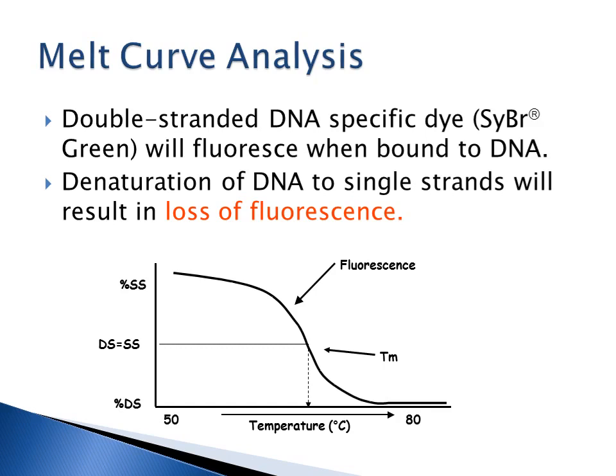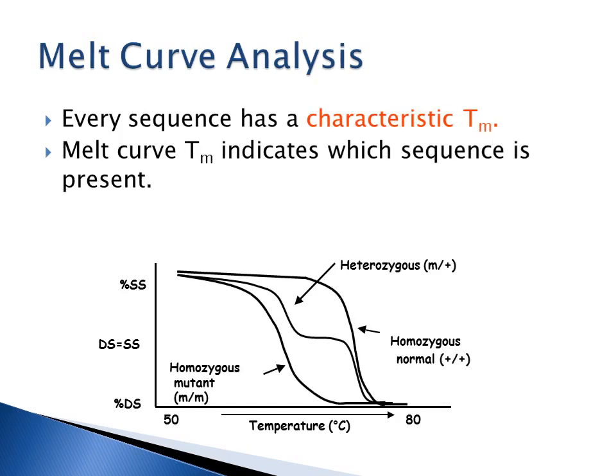So your double-stranded DNA-specific dyes, such as your SYBR Green, are only going to fluoresce when they're bound to double-stranded DNA. So if you denature your DNA to single strands, you're not going to get fluorescence because the SYBR Green will only bind to double-stranded DNA. So every sequence has a specific melting temperature based on those nucleotides. So you can do what's called a melt curve, and that's going to indicate what sequence is present.